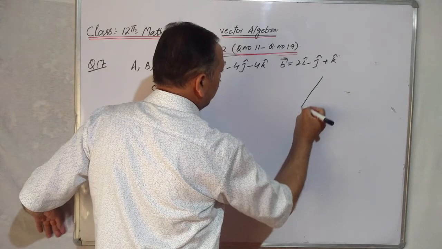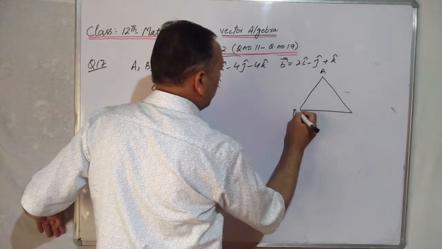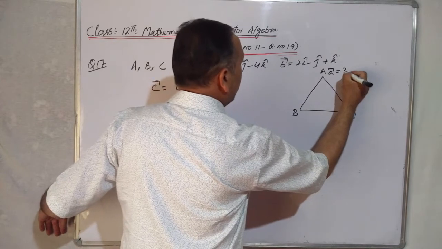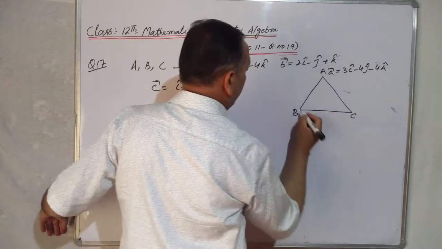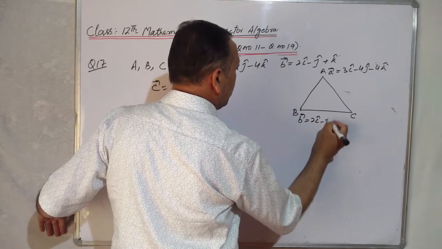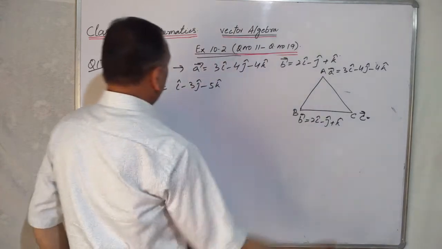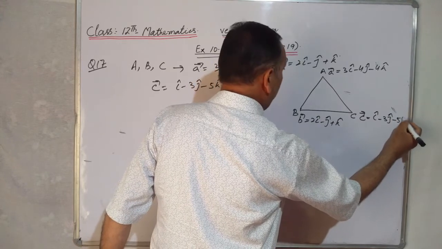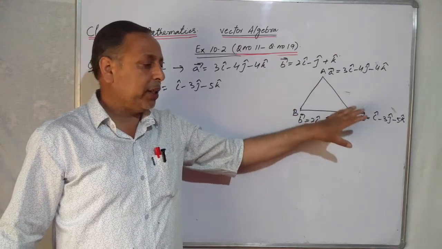Let me take a triangle here, ABC. Position vector of point A, that is vector A, is 3i cap minus 4j cap minus 4k cap. Position vector of point B, that is vector B, is 2i cap minus j cap plus k cap. And position vector of C, that is vector C, is equal to i cap minus 3j cap minus 5k cap. We have to prove that this triangle ABC is a right angle triangle.